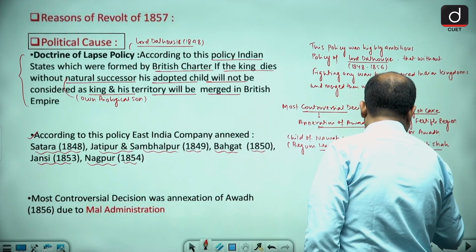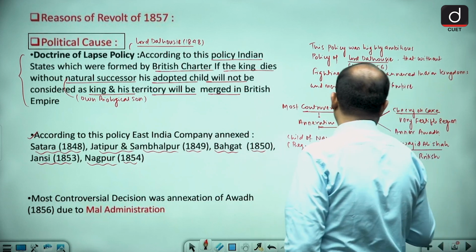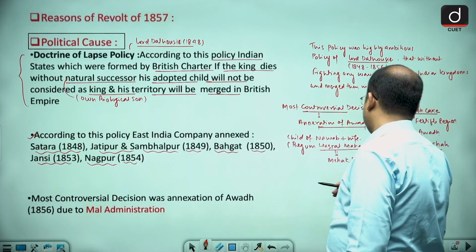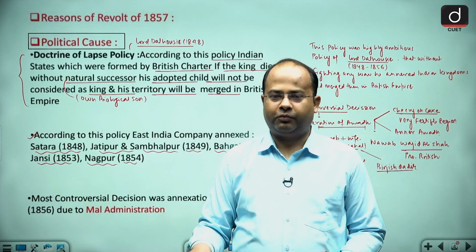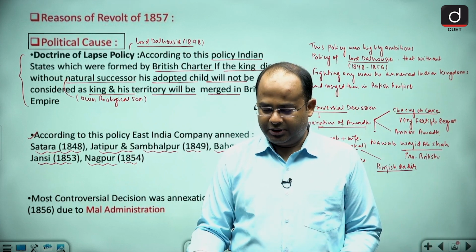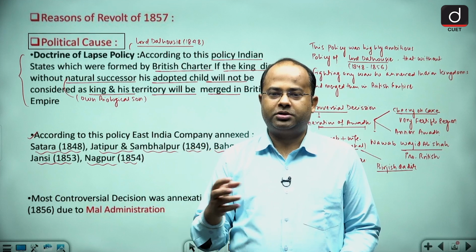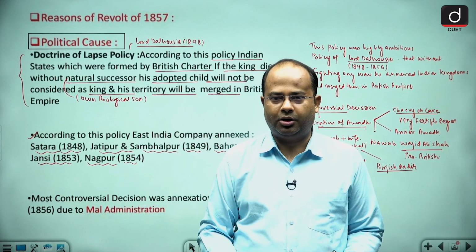So that was Birjis Qadr, the son of Nawab Wajid Ali Shah and Hazrat Mahal. So you will find that when Nawab Sahab has his own biological son, at that point of time the policy of doctrine of lapse will not be applicable. So the policy is not applicable on them.